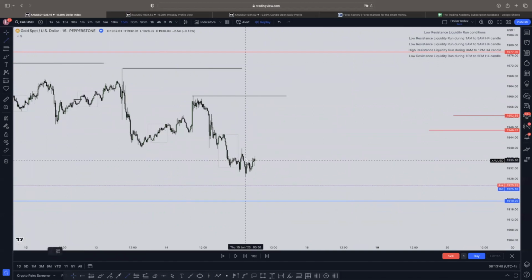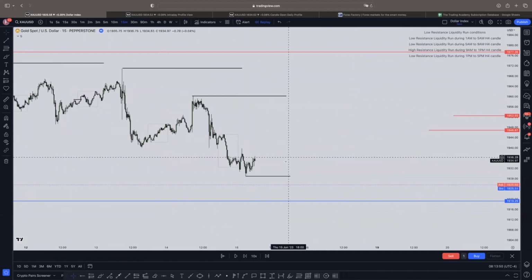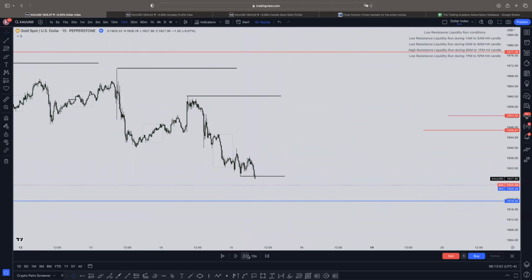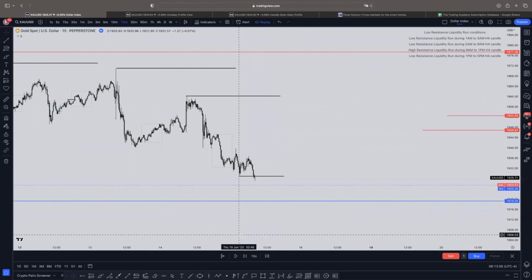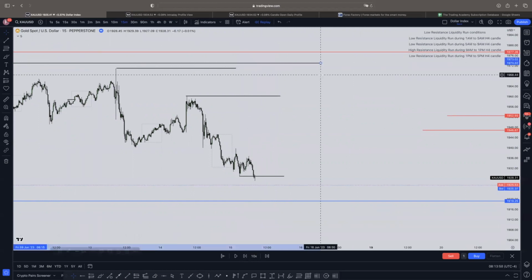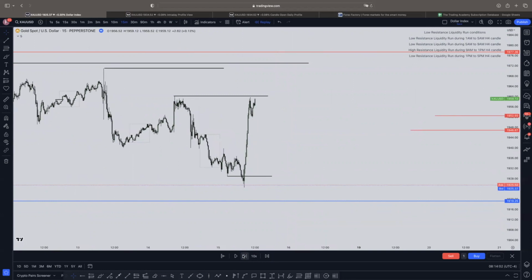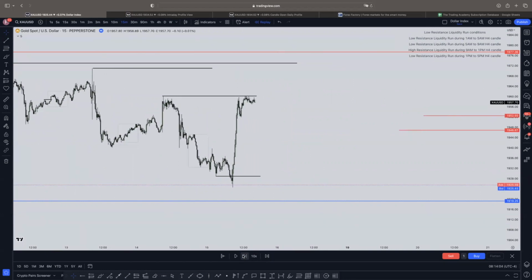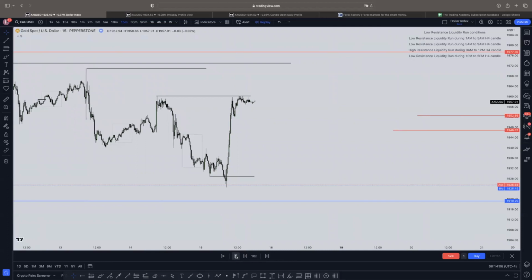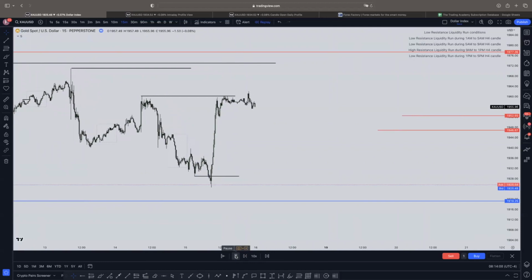So let's see. We have London low for now. When London low goes, okay, good. We want to see an amplified run up. Let's see. Low resistance conditions. Okay, so let's see. Oh, wow. How about that? High gone. Is it gone though? Yeah, it's gone. There we go.